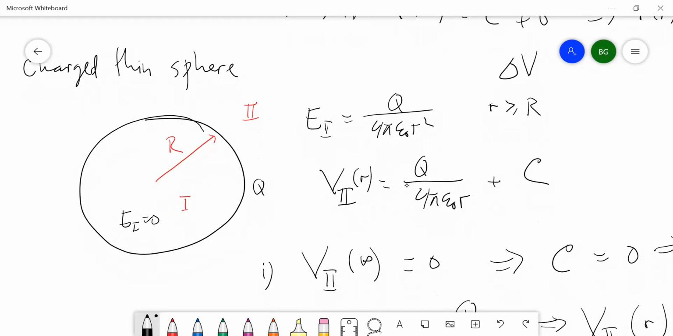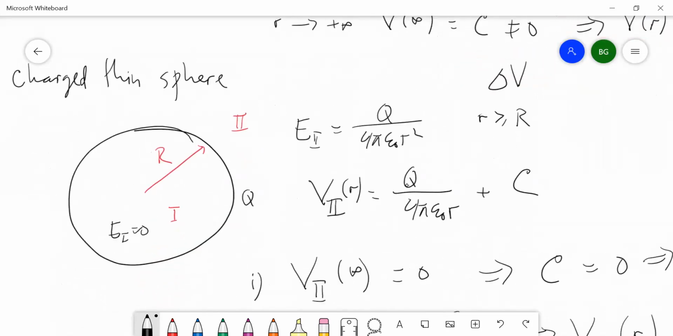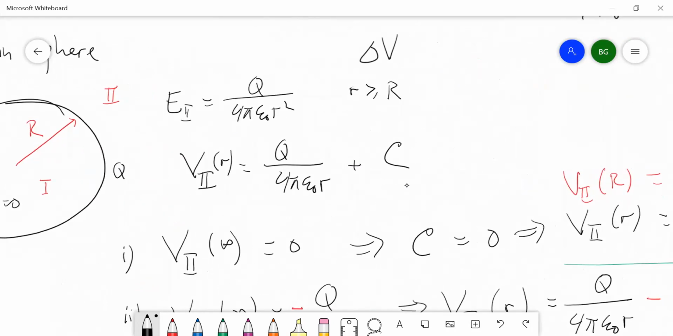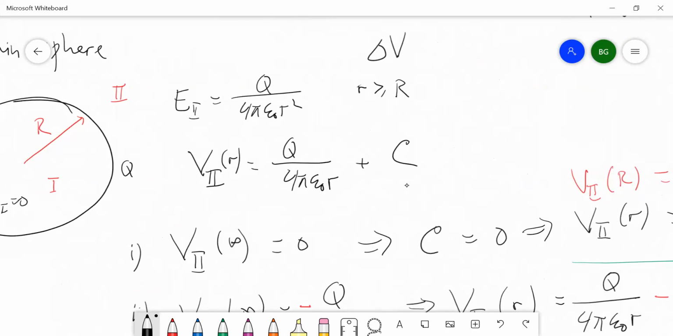E2 in this case is capital Q over 4 pi epsilon 0 R squared, for R greater than or equal to capital R. If we use the above formula, we get V2 at the outer region, outside the sphere, equal to Q over 4 pi epsilon 0 R plus C. We determine C: if we take V2 to infinity equal to 0, then C equals 0.